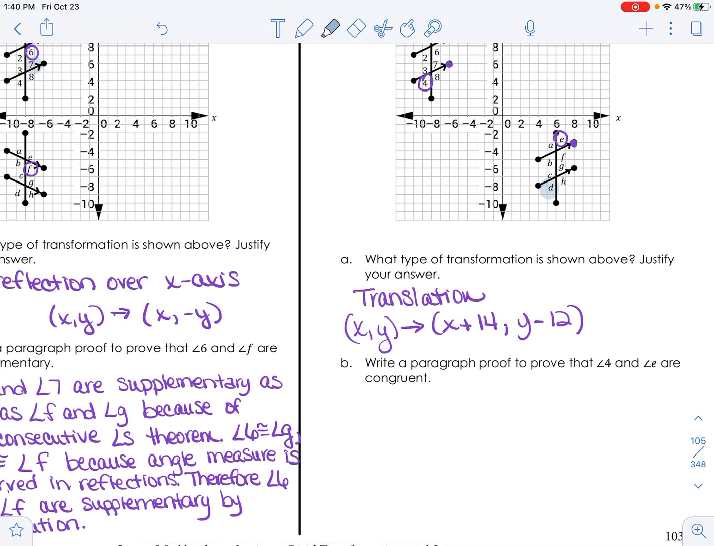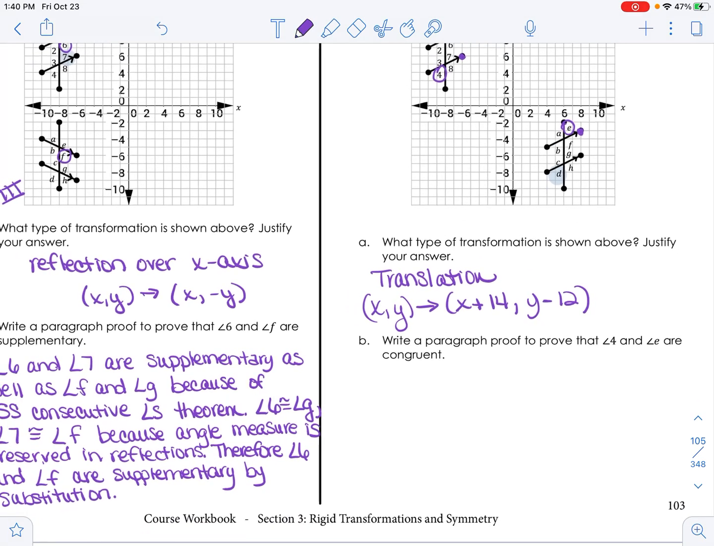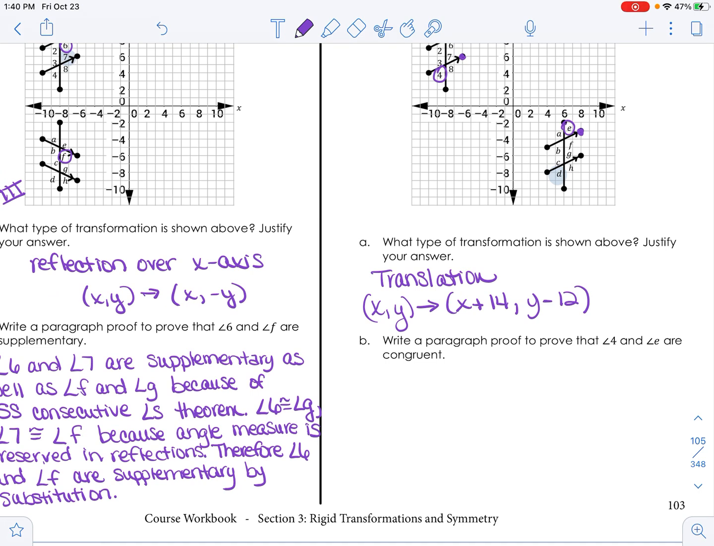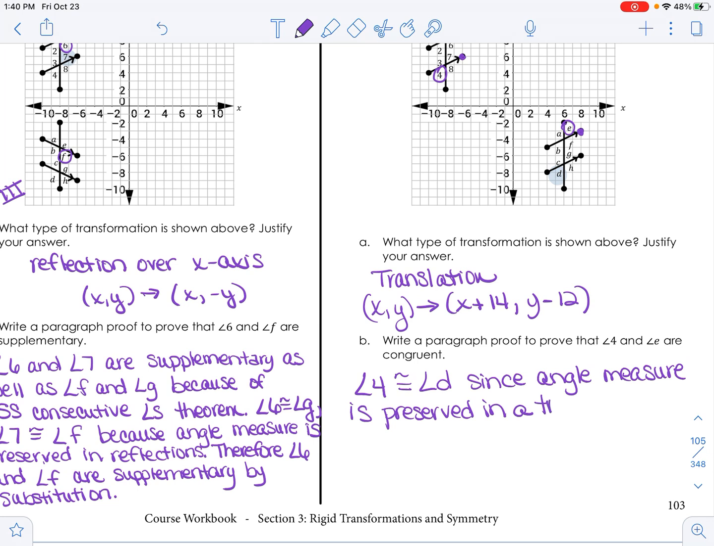Okay, so this one's going to be a little bit easier than the last one, because I only have to show the connection between 4 and D and E. So if you're already thinking transitive property, you're doing great. Okay, so 4 and D. So again, we have measures preserved in translation. So angle 4 is congruent to angle D, since angle measure is preserved in a translation.